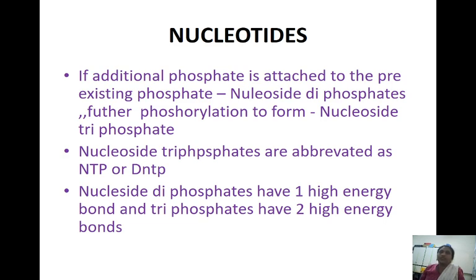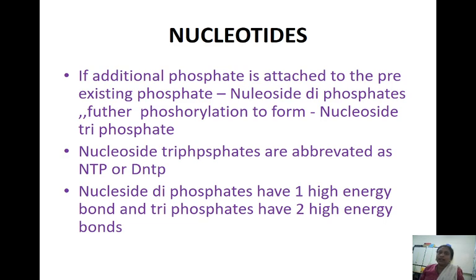Nucleoside triphosphates are usually abbreviated as NTP if the sugar is ribose, or deoxy nucleoside triphosphate if the sugar is deoxyribose. Now, how about nucleoside diphosphates? In nucleoside diphosphates, in between the two phosphates there is one high energy acid anhydride bond. In nucleotide triphosphates, there are two high energy bonds.